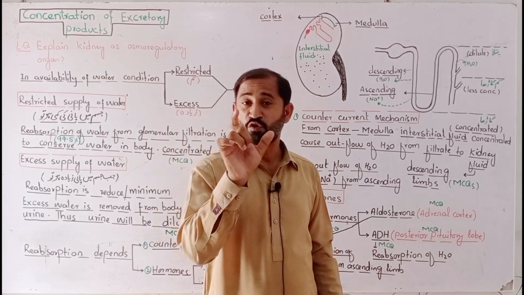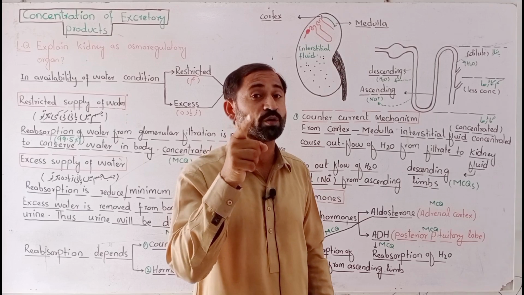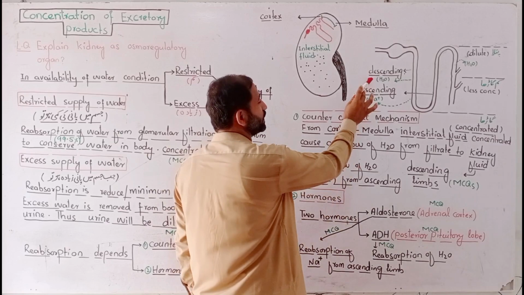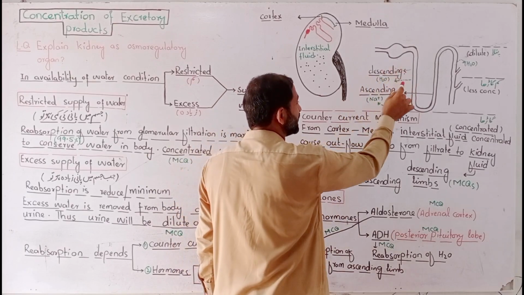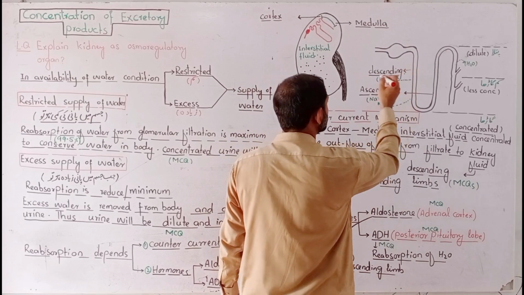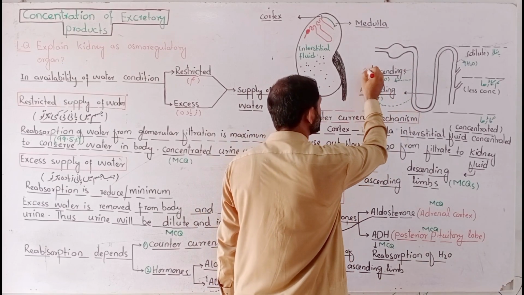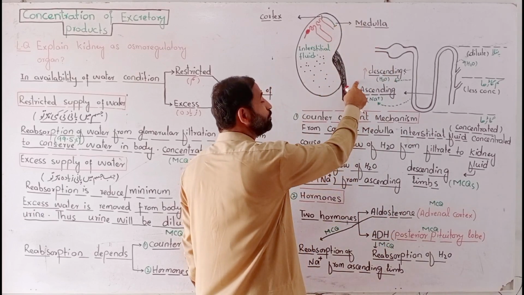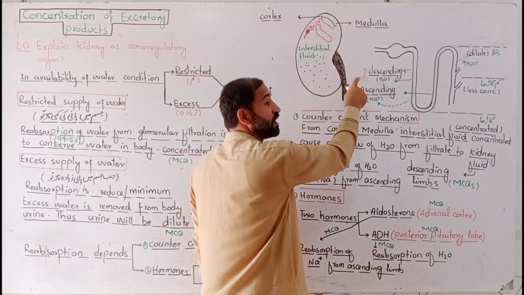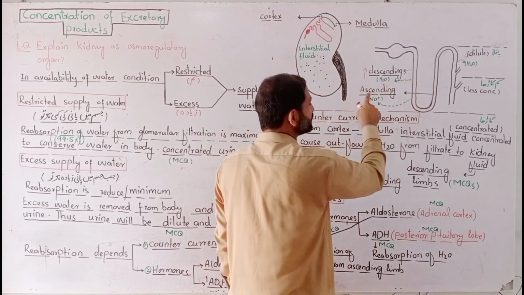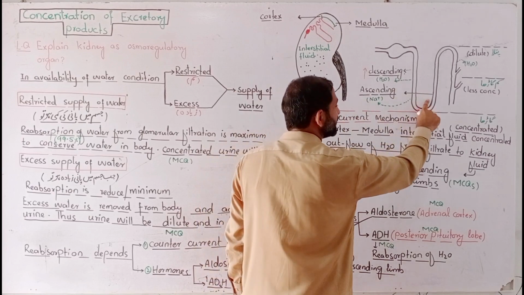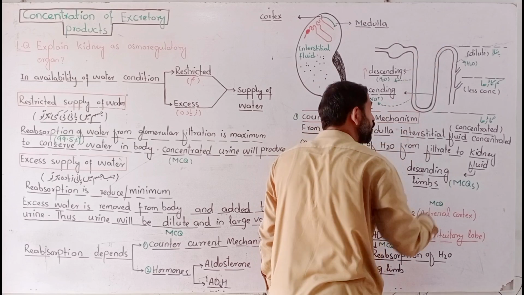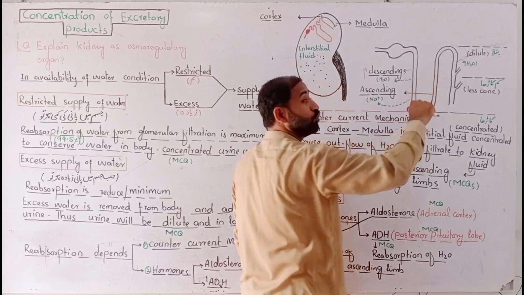Now keep focus on the diagram that has been made in your book. This one is the descending limb. In the descending limb, the supply of blood is opposite to the urine movement. The descending limb descends down, whereas blood ascends upward. So this is opposite movement. This one is the ascending limb. In the ascending limb, the movement of urine is upward, whereas the movement of blood is downward. It is also an opposite or countercurrent.